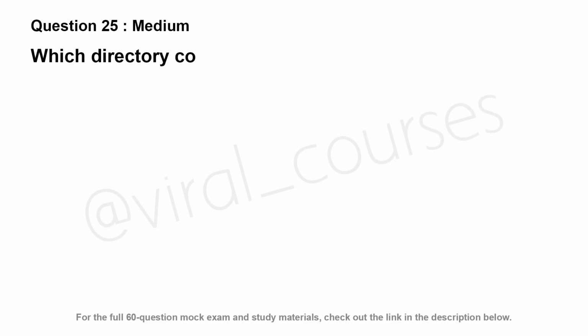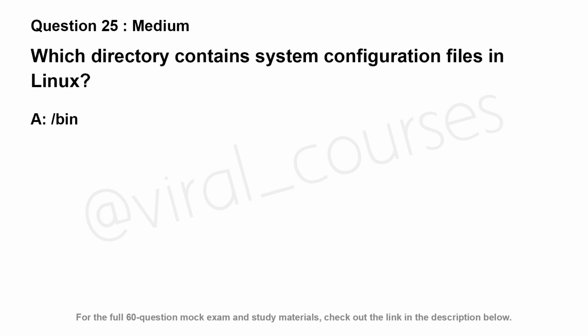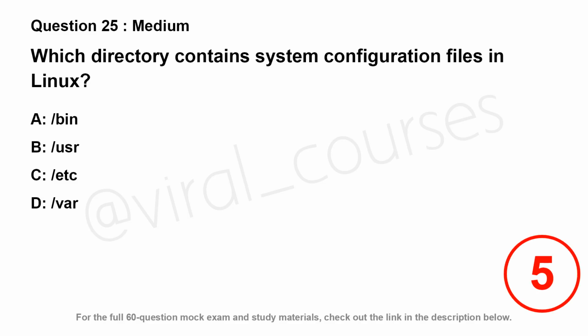Which directory contains system configuration files in Linux? Option A, bin. Option B, usr. Option C, etc. Option D, var.